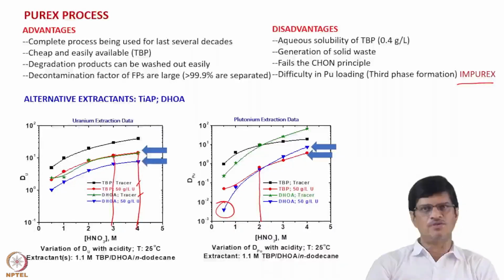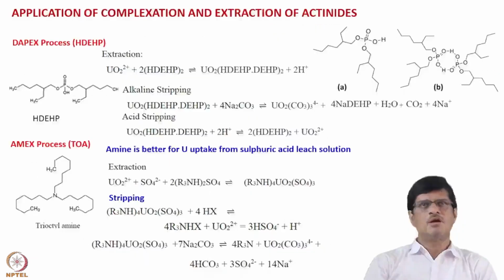Nevertheless, this has not been used, it's still in the testing stage. Now coming to the application and complexation of actinides. For this, there are two more processes, the DAPEX process and the AMEX process. These are the front-end processes where the uranium extraction is done from the leach liquor.